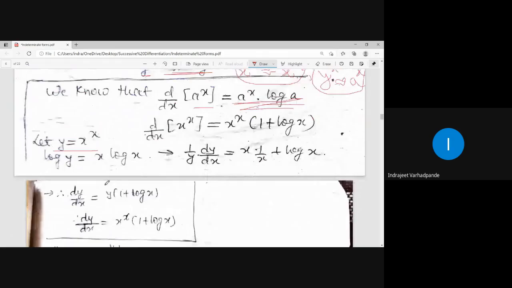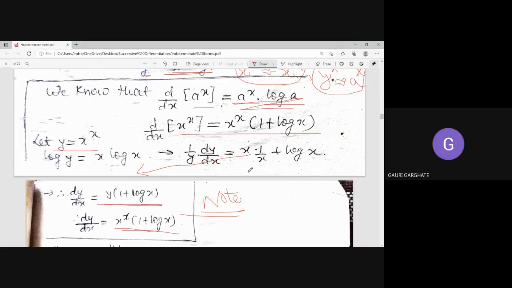So dy by dx is given by y into 1 plus log x, continuation of this step. And it is x to the power x into 1 plus log x. So the derivative of this x to the power x is x to the power x into 1 plus log x. Clear? So this is your note. We are going to use or implement this in the solution. Is this part over?